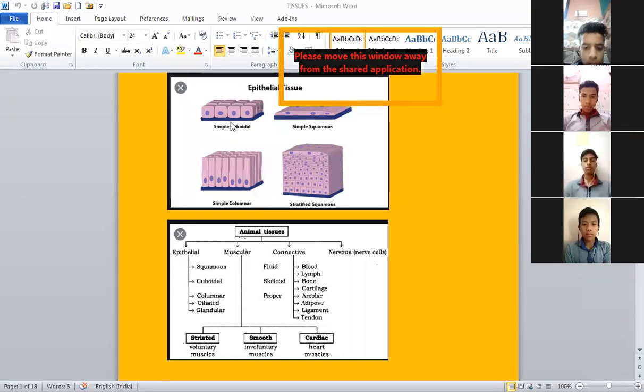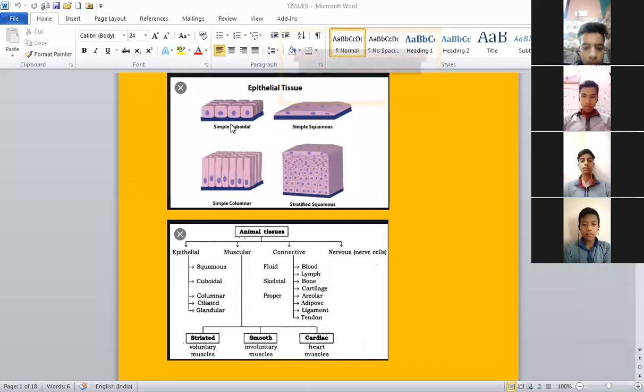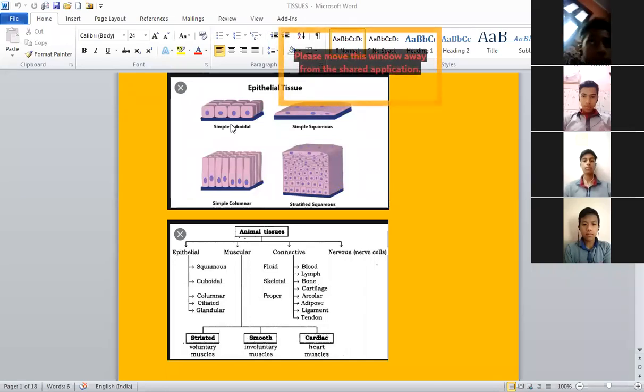And where are they found? They form the lining of kidney tubules, ducts of sweat glands, salivary glands, alveoli of lungs, thyroid vesicles, and germinal layer. Their function is they act like mechanical tissue and provide support to the organ. They also help in absorption, excretion, secretion.